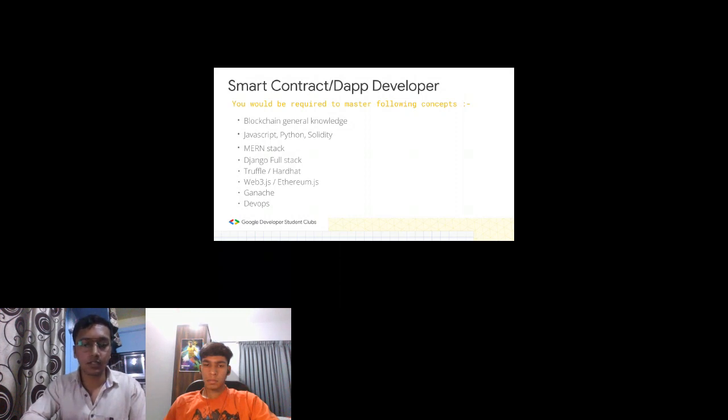Yeah, definitely. We have layer 2, which has promised to reduce transaction times and gas fees. Technology is continuously evolving. You need to keep up with it.